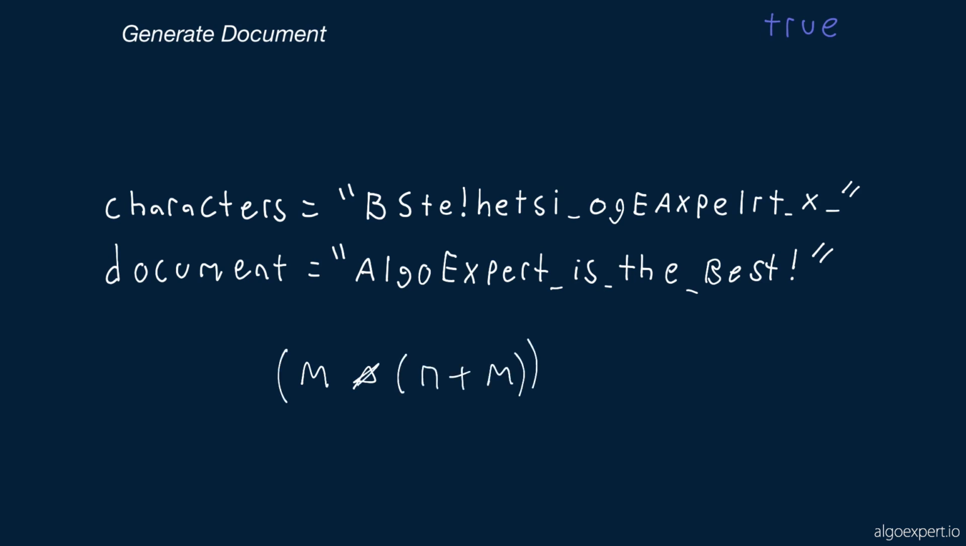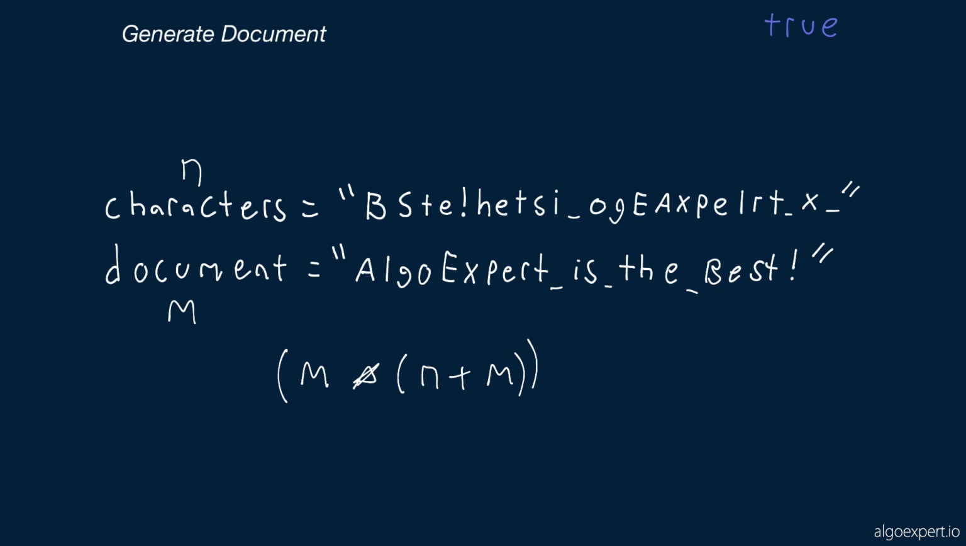Now, M is the length of our document, so I'll just write an M under here, and N is the length of our characters. So both of these strings, that's the length of them. Now, the reason we get M multiplied by N plus M is because M times we have to do N plus M work.